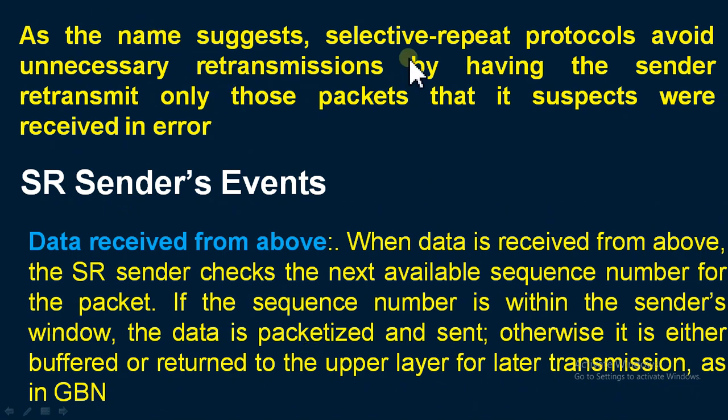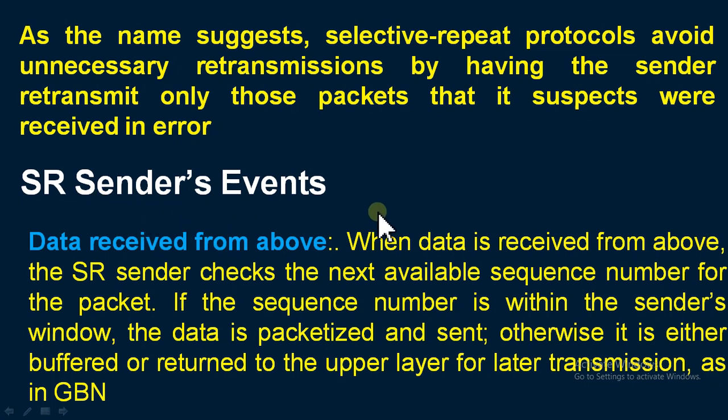As the name suggests, the selective repeat protocol avoids unnecessary retransmissions by having the sender retransmit only those packets that it suspects were received in error. So, like the GBN protocol, the SR sender will also have a few events, and so also SR's receiver.